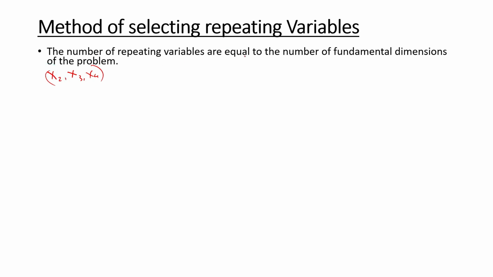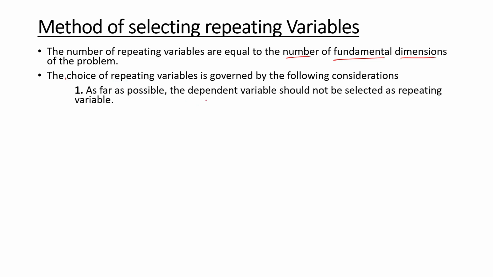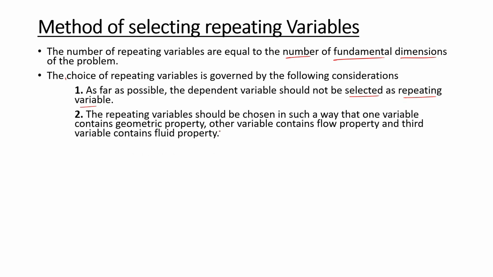The number of these repeating variables is equal to the number of fundamental dimensions. And the choice of repeating variables is governed by the following considerations. As far as possible, the dependent variable should not be selected as a repeating variable. And the repeating variables should be chosen in such a way that one variable contains a geometric property, another variable contains a flow property, and the third variable contains a fluid property.